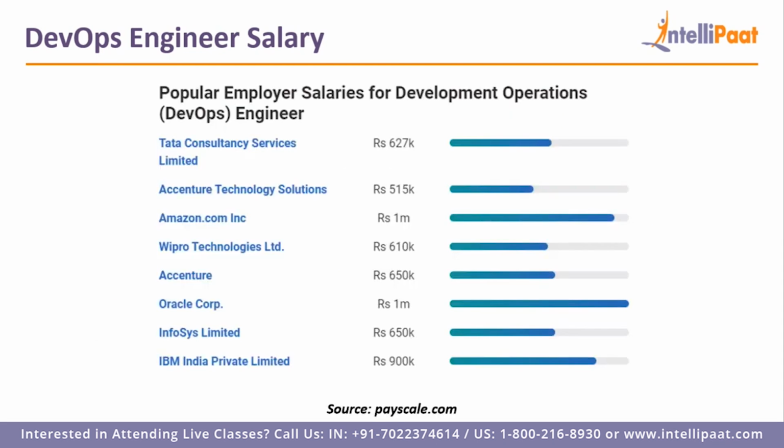So moving on, now let us see the popular employer salaries for DevOps engineer. So TCS, Accenture, Amazon, Wipro, Oracle Corporation, then Infosys and IBM are very huge organizations all over the world. So let us see TCS first. TCS provides you 6.27 lakhs. This is the average salary. And then Accenture Technology Solutions provides 5.15 lakhs. And moving on, you can see Amazon provides 1 million, that is 10 lakh per annum.